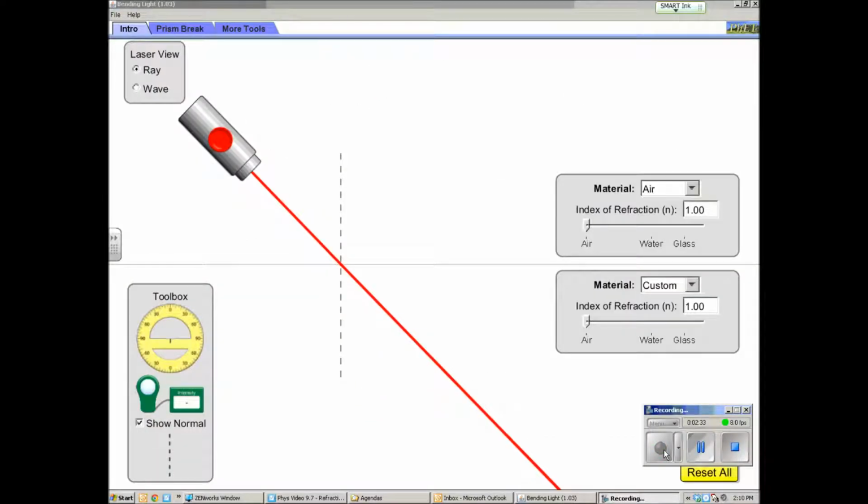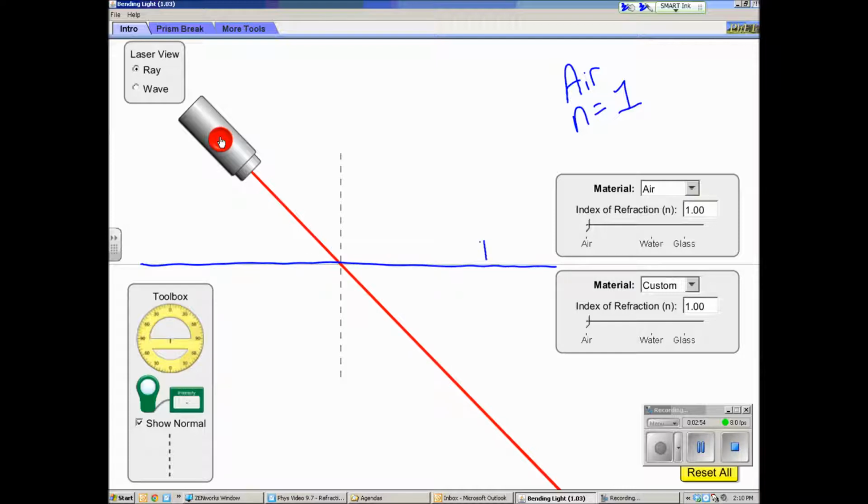So what I've got here is a little laser beam, which I can turn on and off. All right, and it is right now shooting just through air. Okay, so my medium up here is air. The index of refraction for air is 1. Okay, and right now it's set up so that under my boundary here, so this line here is my boundary, boundary. So right now it's also air under the boundary.